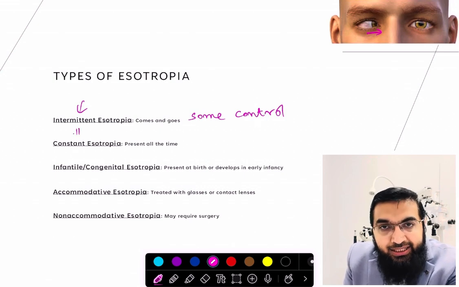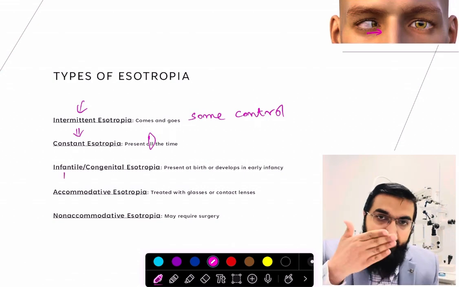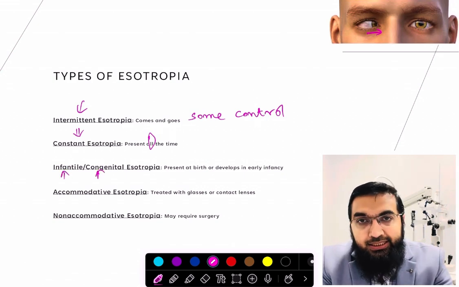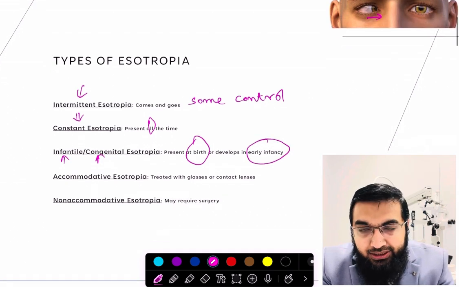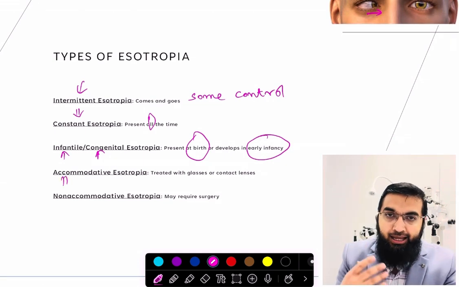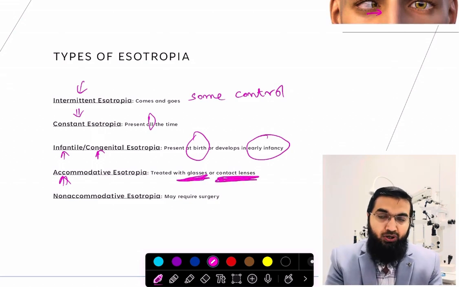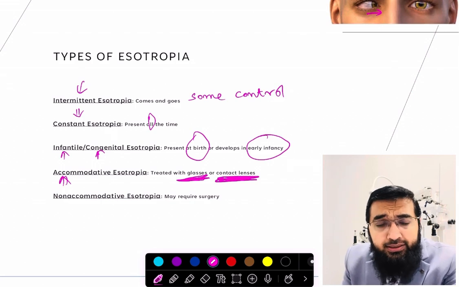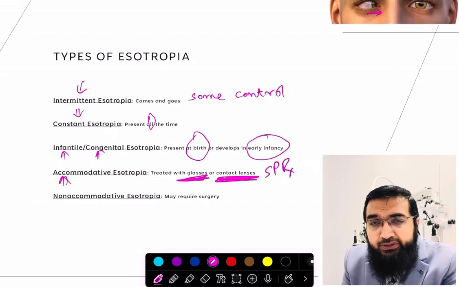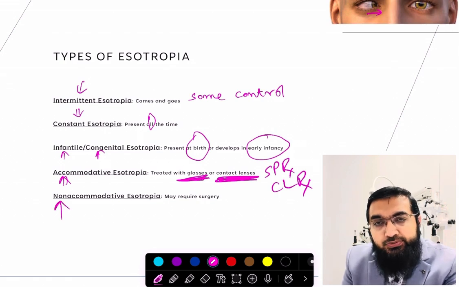Sometimes it's infantile or congenital, which means you are born with that kind of turn of your eye. Sometimes it's accommodative esotropia, which means you can fix it with glasses or contact lenses. It's an accommodative component that's a basic cause of esotropia in that scenario. Whereas at other times it's non-accommodative esotropia, which needs more invasive and other forms of treatments.